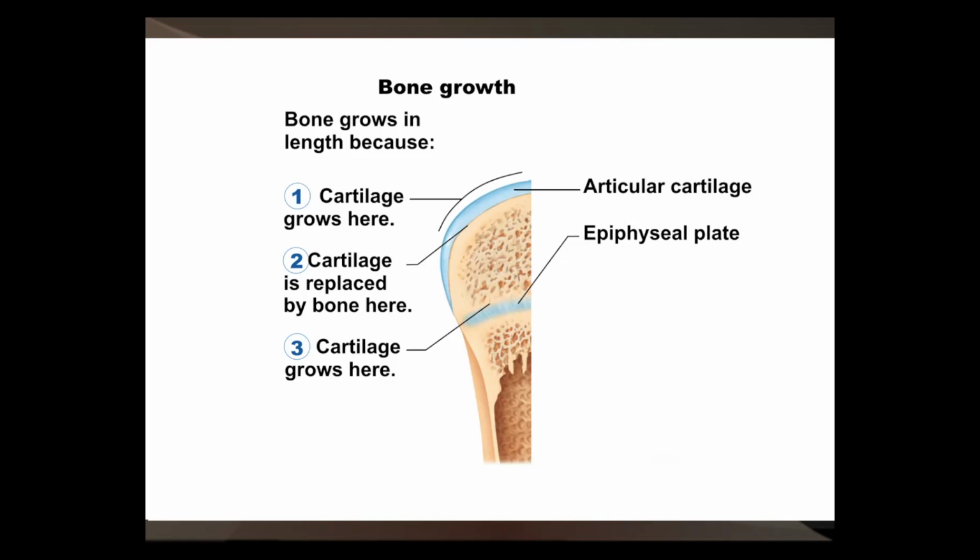If the bone is growing on the ends, why is more cartilage grown in the epiphyseal plate? Well, it still makes it lengthen, right? It still pushes it out. In both places, it's being lengthened, both at the top and near the middle part. It's being lengthened here and right here.